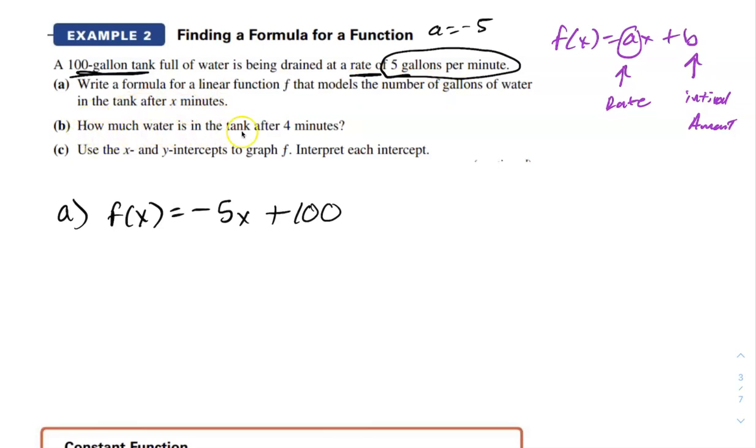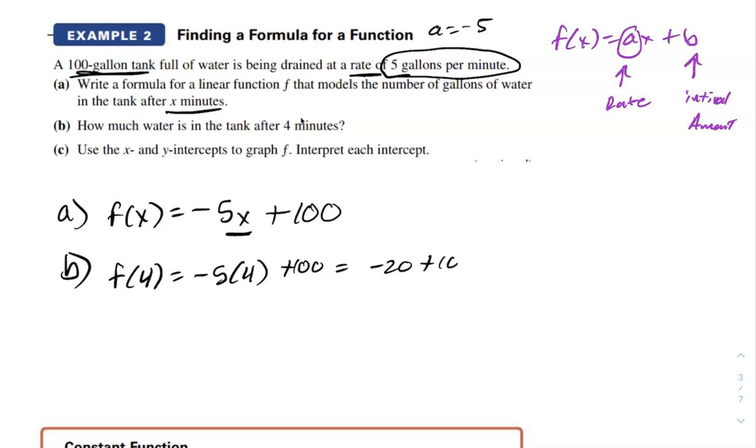Question B, how much water is in the tank after 4 minutes? Well, again, f of x stands for water, x is for minutes, and I have 4 minutes, so substitute in x. So what's f of 4? Negative 5 times 4 plus 100, which gets us negative 20 plus 100, which is 80. That's 80 gallons of water.